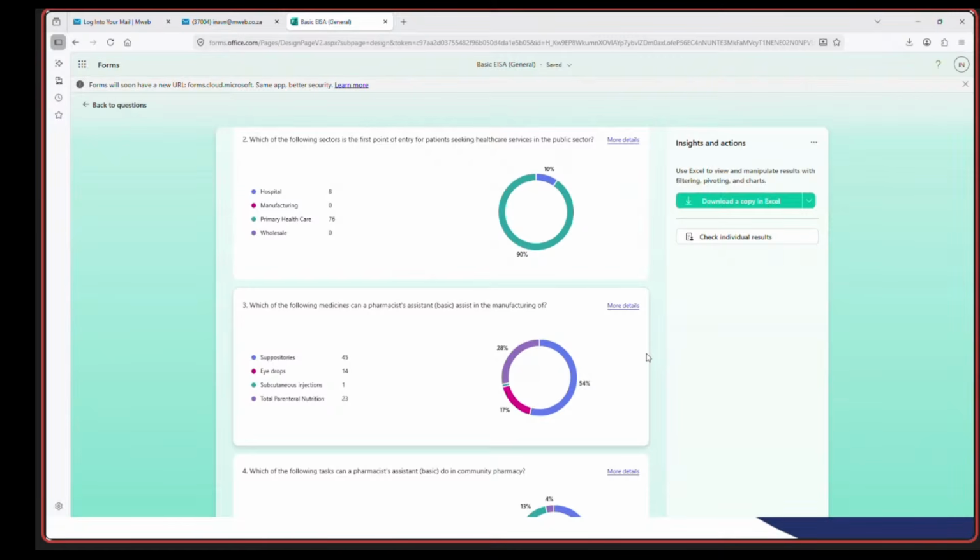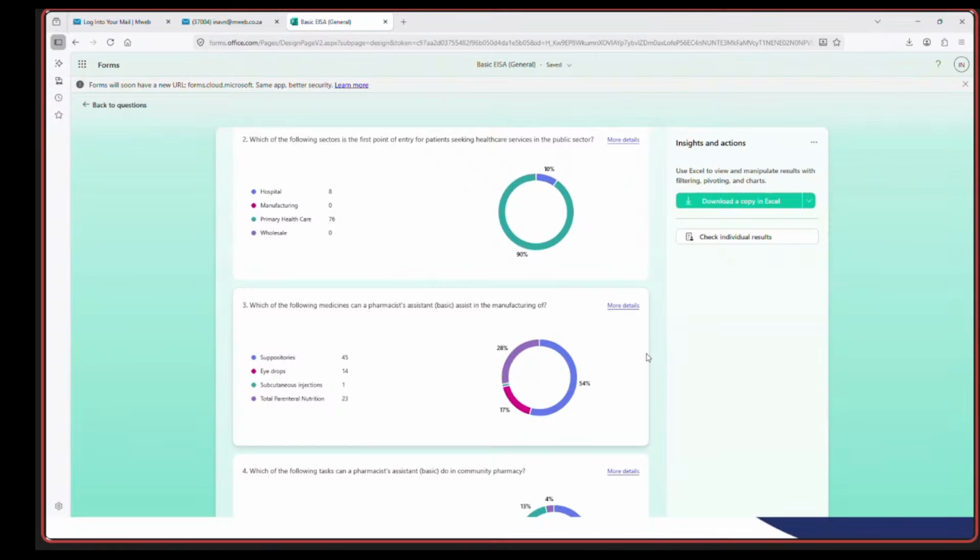subcutaneous injections, something that you inject, will always be sterile. Your total parenteral nutrition is also something that you inject, so that is also going to be a sterile solution. So the only thing that's not sterile is your suppositories. So the correct answer there is then suppositories, and 54% of you answered that one correctly.